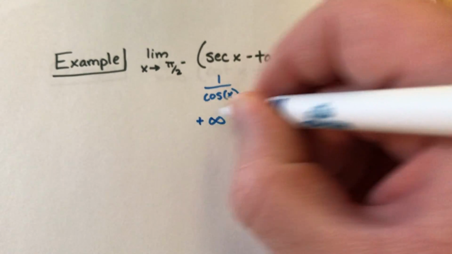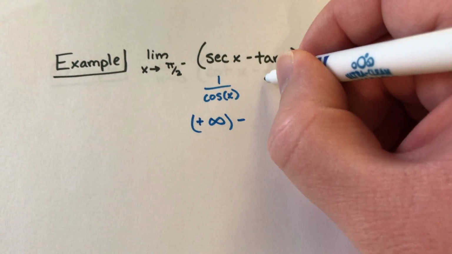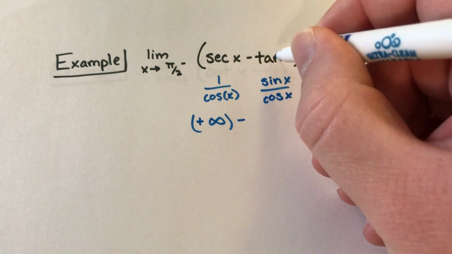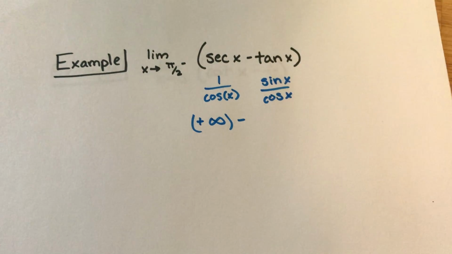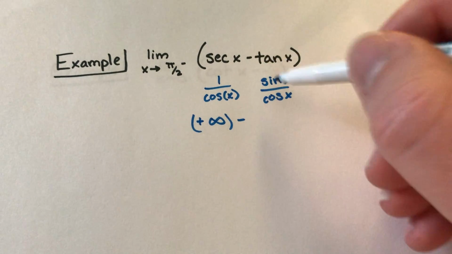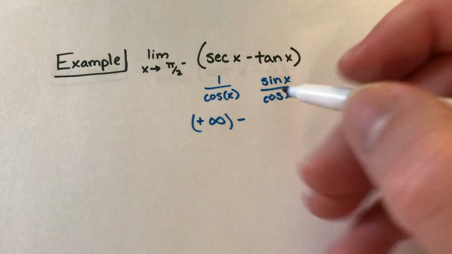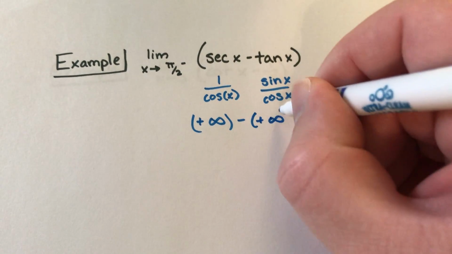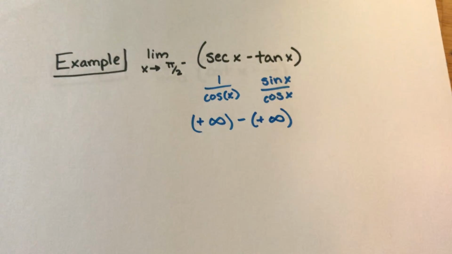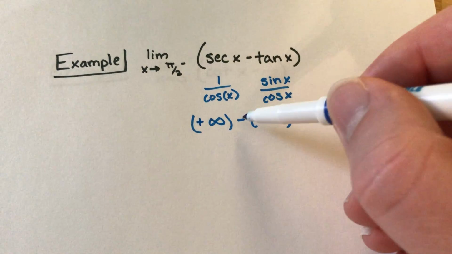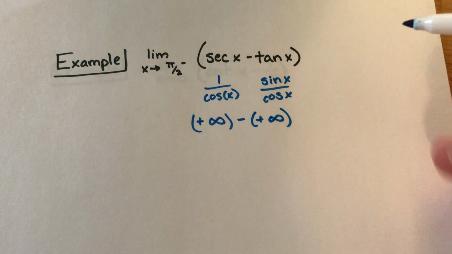And then we are subtracting tangent of x, which is also sine x over cosine x. Cosine and sine are both positive in that first section from 0 to pi over 2 from the left, so this is also going to head toward positive infinity. So we've got positive infinity minus positive infinity, and that's, of course, our indeterminate form. One is positive, and then this is going to become negative here.